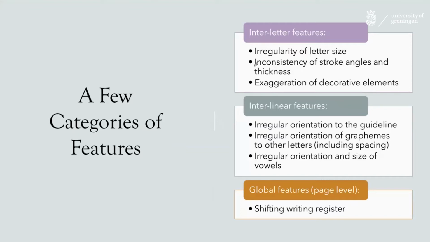So unprofessional writing will have irregular letter sizes, inconsistency of stroke angles. So the strokes for a certain letter may be going 90 degrees in one letter, and then the same letter a few lines down going a different amount of degrees, and they can't control the stroke angles. On thickness as well, they can't orient the pen to the page and produce the same thickness as a previous letter. And also exaggeration of decorative elements.